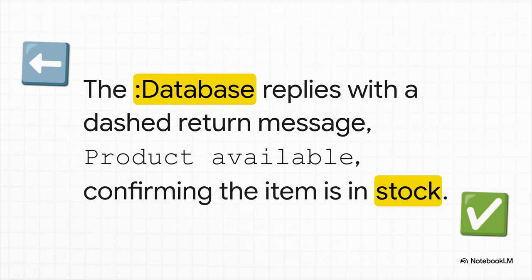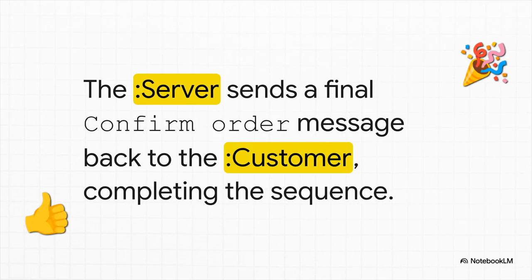That's a great question and a really important detail. A solid line is usually a command or a call to action, but a dashed line, like this one, represents a reply. It's the return of information. So here, the database is simply responding to the server, letting it know, yep, the product is available. And now that the server has that confirmation, it can finally complete the loop. It sends one last reply, a dashed line for confirm order, back to the customer.